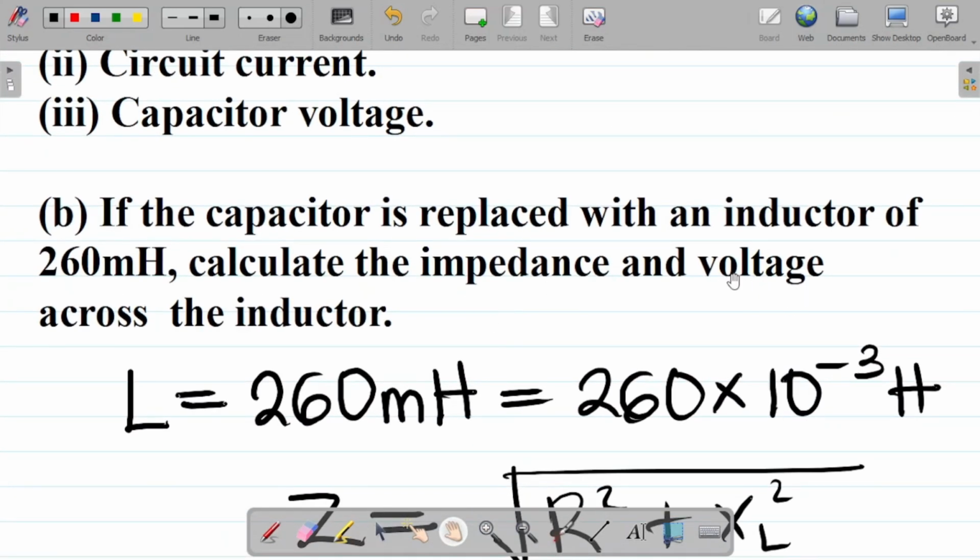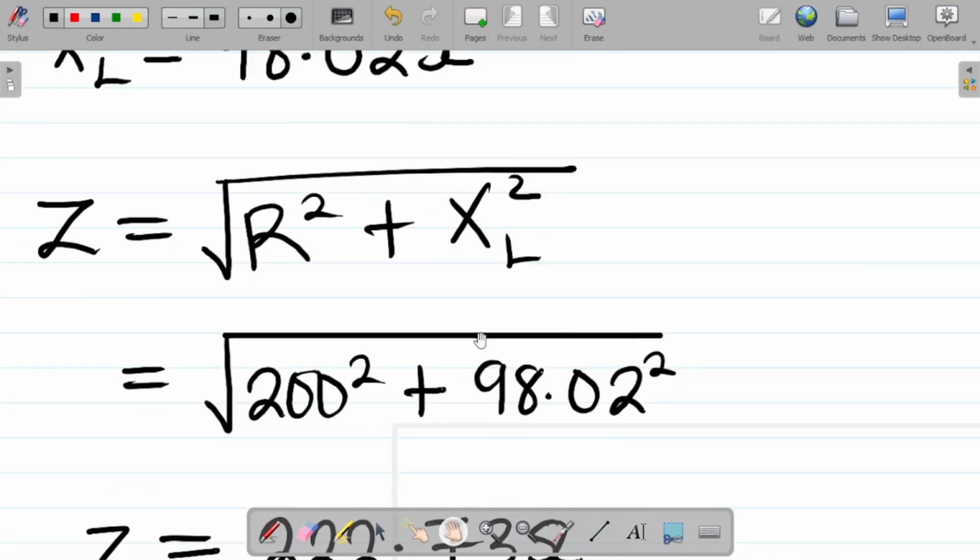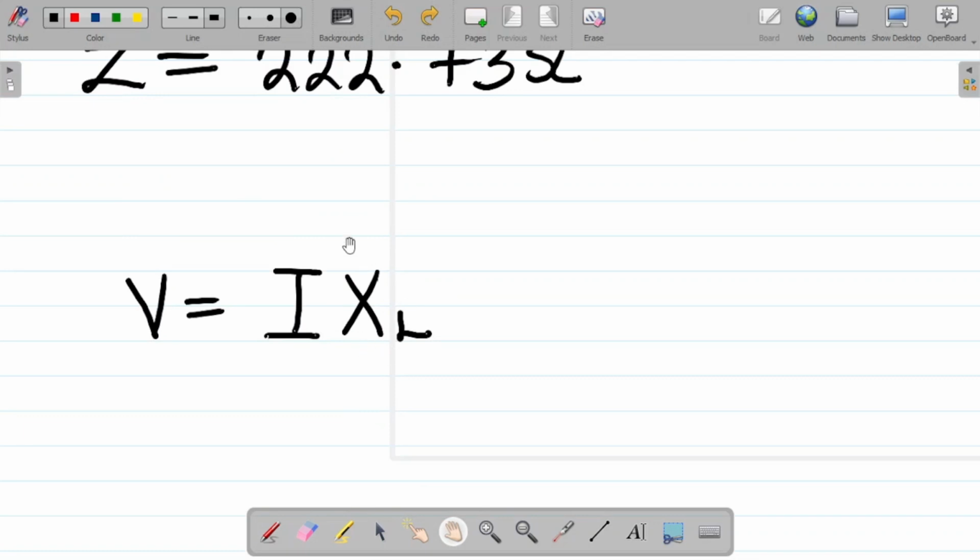We also have to find the voltage across the inductor. Now, how do we get voltage? Voltage V is equal to, since they said across the inductor, I times XL, because they mentioned inductor, so I'll use the reactance of the inductor. If we have this formula, what do we have and what do we not have? We already have the value of XL, don't we?